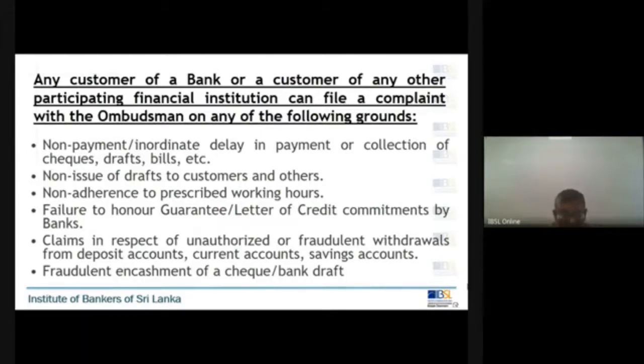Some people have withdrawn money without the customer's knowledge. And also calculation errors, such as an error in the interest rate calculation, charging a higher interest rate, like that.